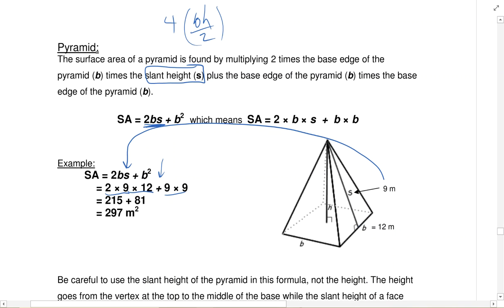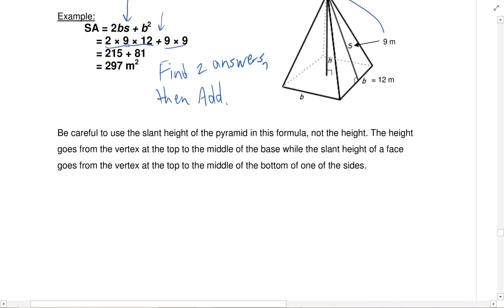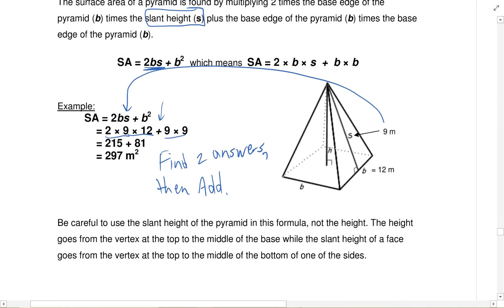So again, you have to find two answers because of the plus sign. Find two answers, then add. Any questions? If you do, you got to email me. Careful though, we need the slant height of the pyramid. That's up on the side of the triangles. We do not need the height of the pyramid. So we don't need this, we need this. Keep that in mind, okay?